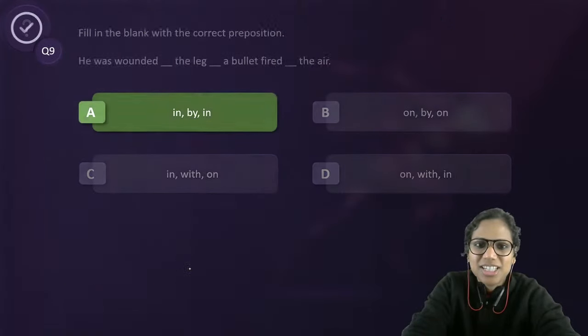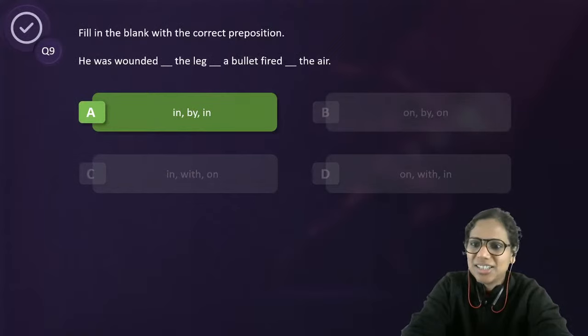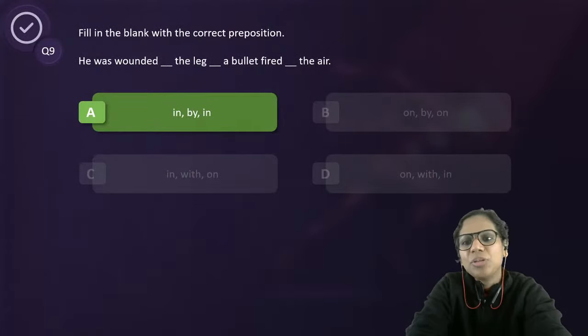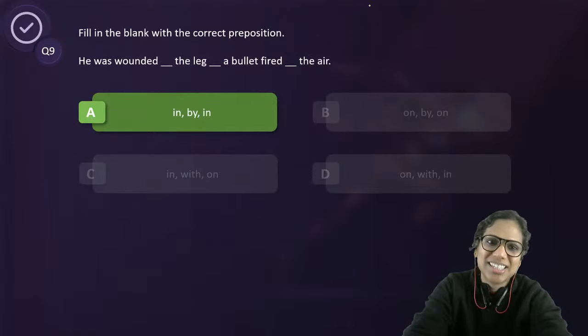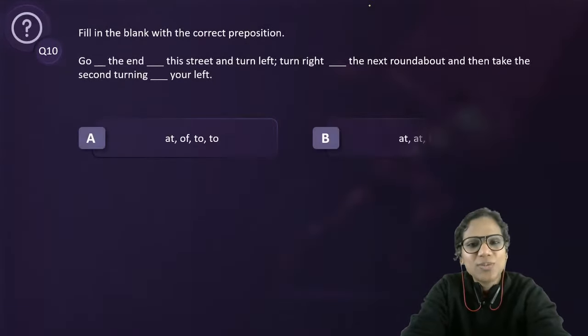Okay, all right. So A is the answer. The answer for where can be in also, and it can be at also. It depends what is that where. Does the where refer to an area or does it refer to a location? That's the difference. Right? Oh, we have one more question.